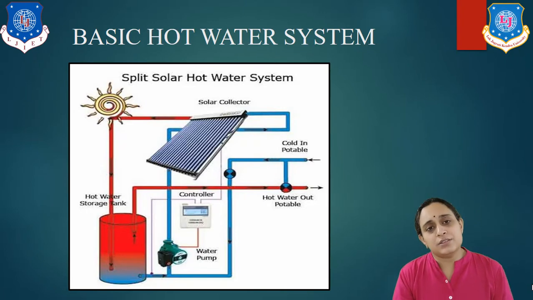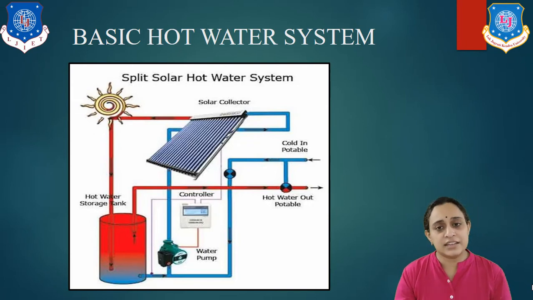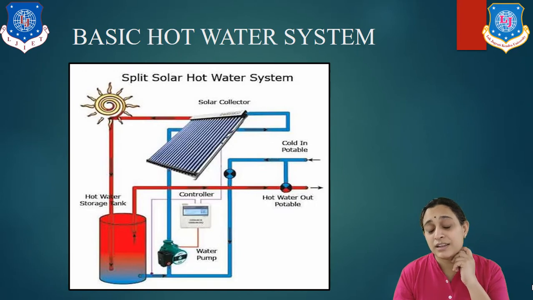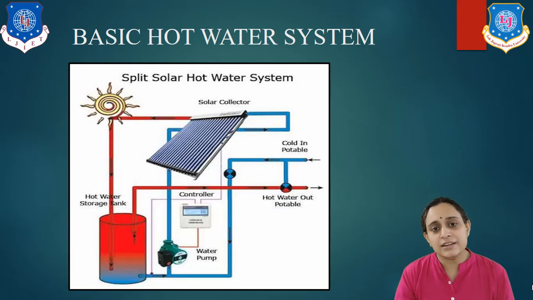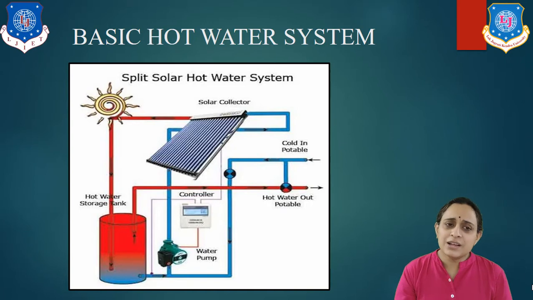Now let us explain what the basic hot water system is. As you see in the diagram, there are a heat exchanger, solar collector, pump and other systems. Obviously, we have to put the solar collector at the rooftop position. Because we are using the pump, it is a forced circulation type of system. It also requires other systems, as you see in this diagram.